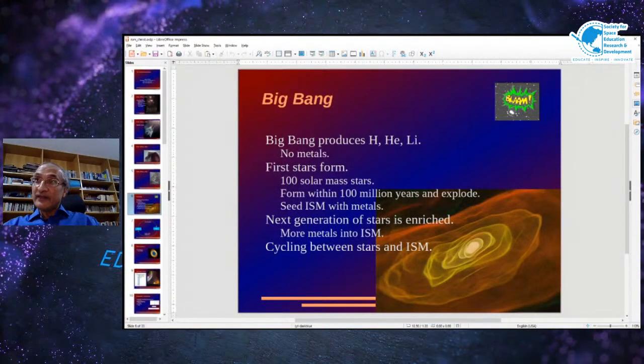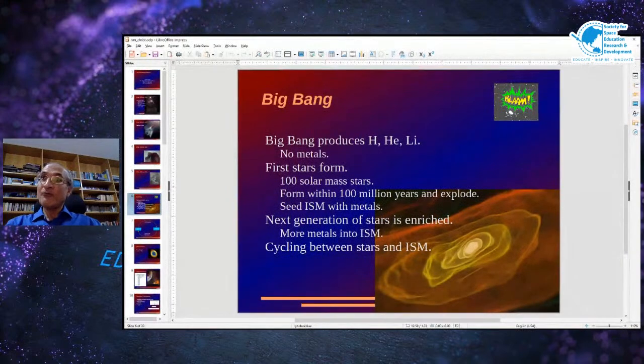So now, when we look at the interstellar medium, where does it come from? Well, everything comes from the Big Bang. So, what happened at the time of the Big Bang? The Big Bang produced only hydrogen, helium, and a very little bit of lithium. There were no metals. And when astronomers talk about metals, we mean anything other than hydrogen and helium. Oxygen is a metal, iron is a metal, zinc is a metal, chlorine is a metal, everything. But in the Big Bang, there were no metals formed.